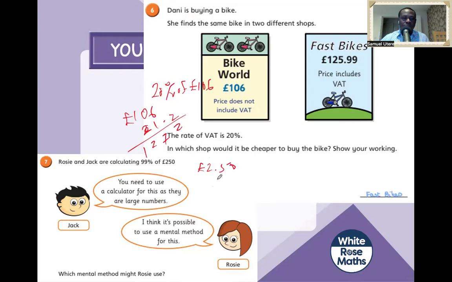All right. And then the next thing we do is to take 1% from this amount, which is 100%. So we can just do 250 minus £2.50. Okay. So a quick way to do it, you can say, okay, 250 minus 2 is 248. 248 minus 50 pence will be 247 pounds 50 pence. So you don't really need a calculator for that.